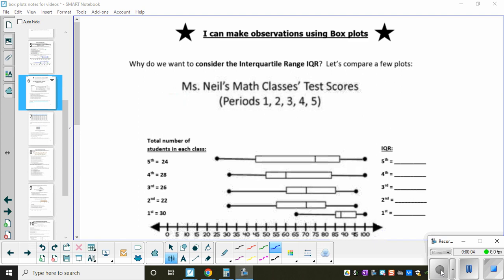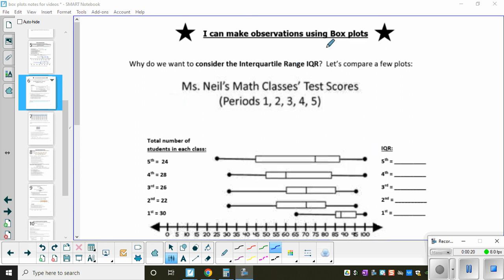Hi, welcome to the video where we're going to be making observations about our box plots. In the previous class, we learned how to actually make them using the 5 data points: the lower extreme, the lower quartile, the median, the upper quartile, and the upper extreme.